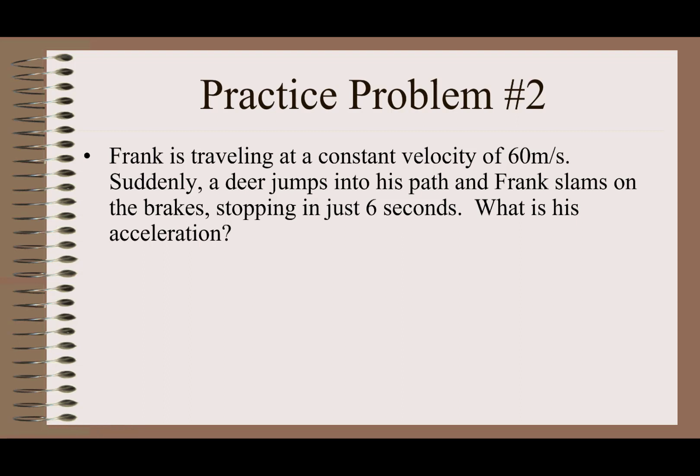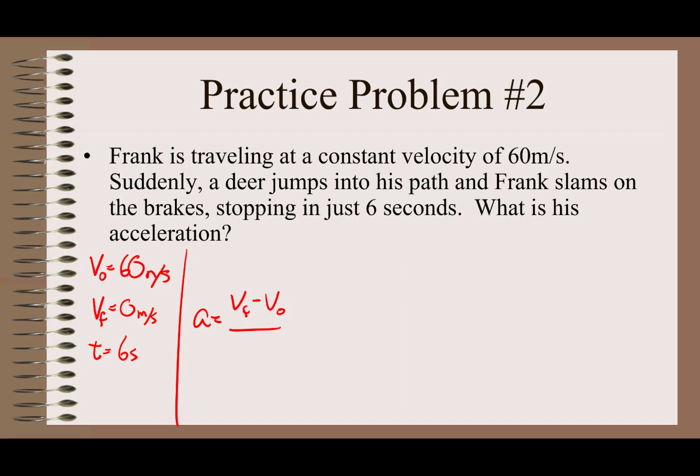So we have an initial velocity of 60 meters per second. Then as the deer jumps out and slows down, all right, to a stop. So that means the final velocity is 0 meters per second. The time it takes to do that is 6 seconds. Again, we are asked to solve for the acceleration. It's going to be the exact same equation. Vf minus V0 over t.